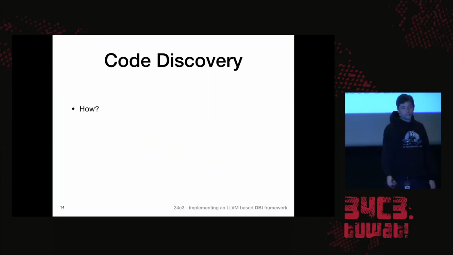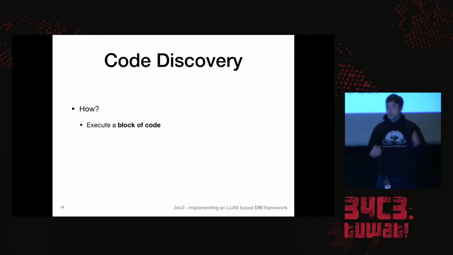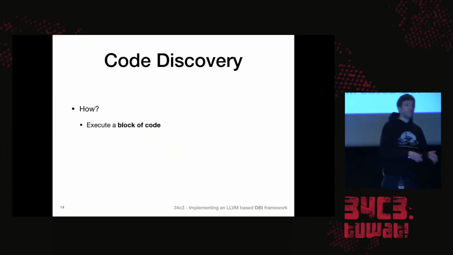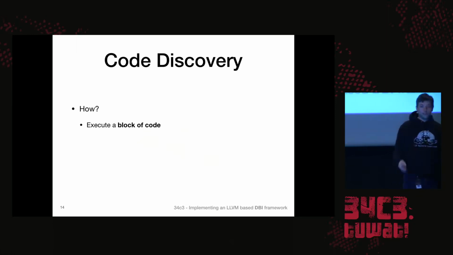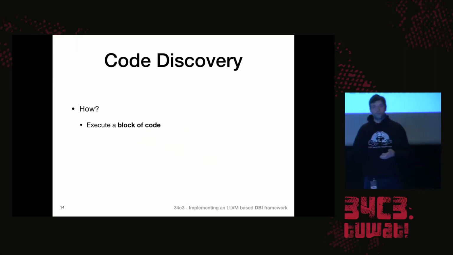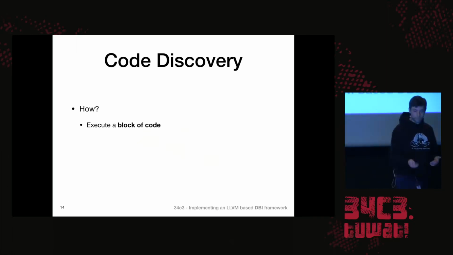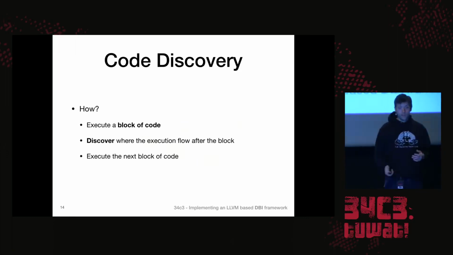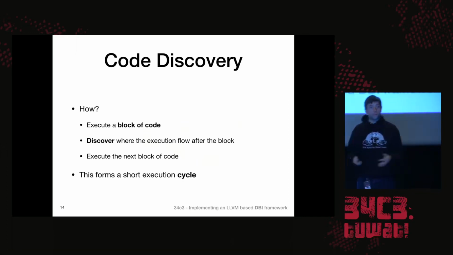Basically, this means that you will execute a short piece of code, a block of code, a series of instructions you can predict will be executed, and that ends with a control flow statement like a conditional jump or call that you cannot resolve. You execute just this piece of code, and then you look at where it wants to flow next. What's the next instruction you want to execute? This way you discover the next block of code, and you simply execute it. So this forms a short cycle of execution.